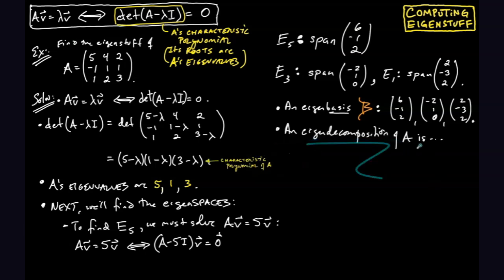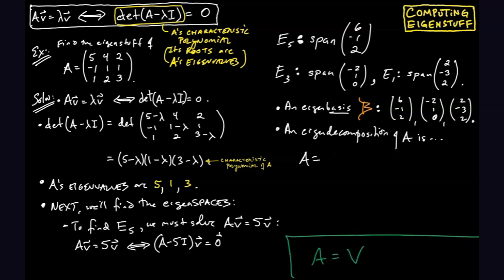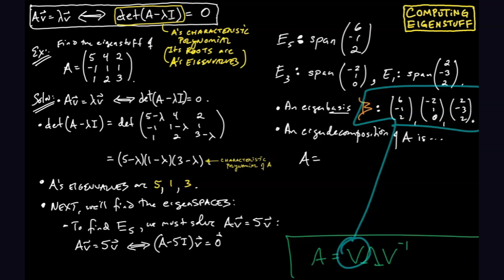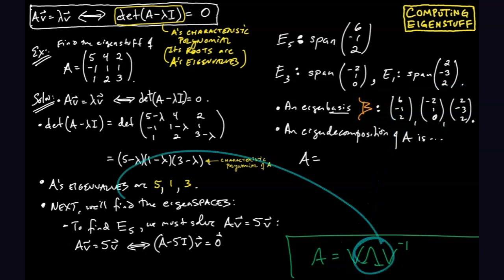An eigendecomposition of our original matrix A is that A is equal to, well, let's see, a product of 3 matrices, and we remember how it works. I'll remind you down here at the bottom. A is V capital lambda V inverse, where V stores an eigenbasis as its columns, capital lambda stores the corresponding eigenvalues, and V inverse is of course just the inverse of V. So let's write down A's eigendecomposition.